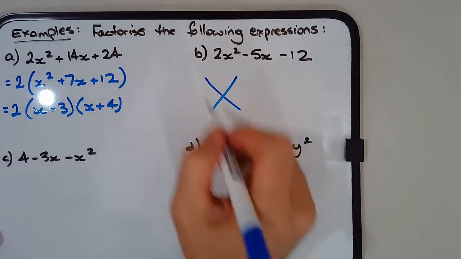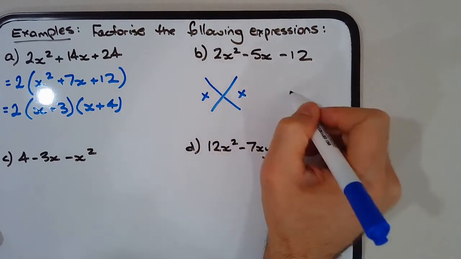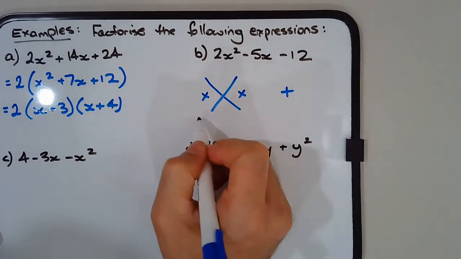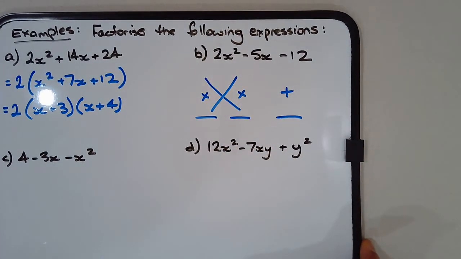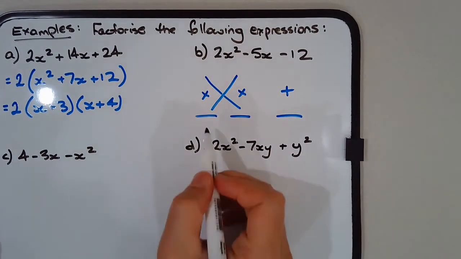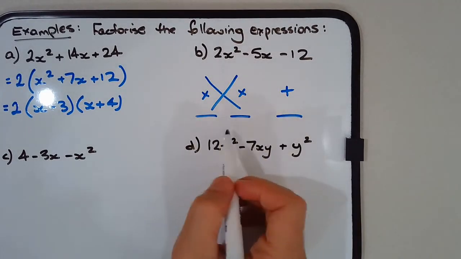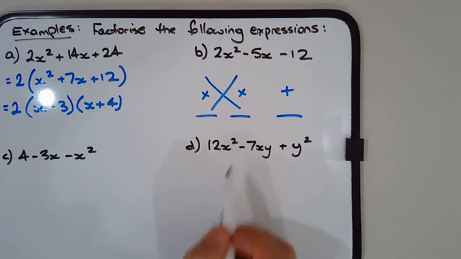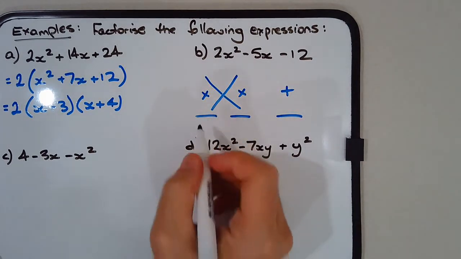So you draw a large X, and then you put a small x there, and you put a plus sign there. And then just put a little underline there. And now what you're going to do is place some terms under these horizontal lines that I've just written. So under the first one, you write 2x squared.